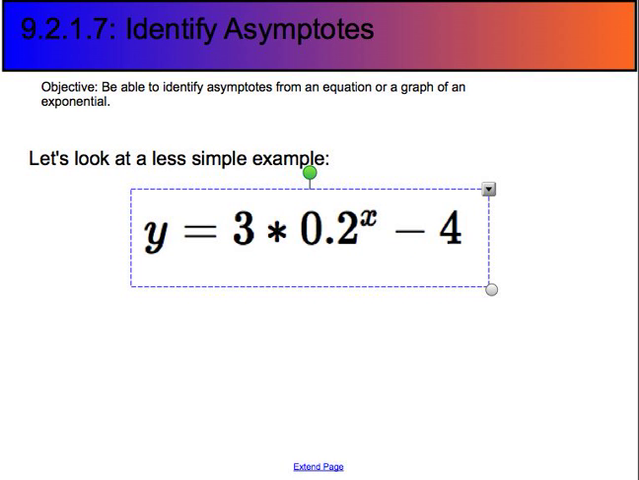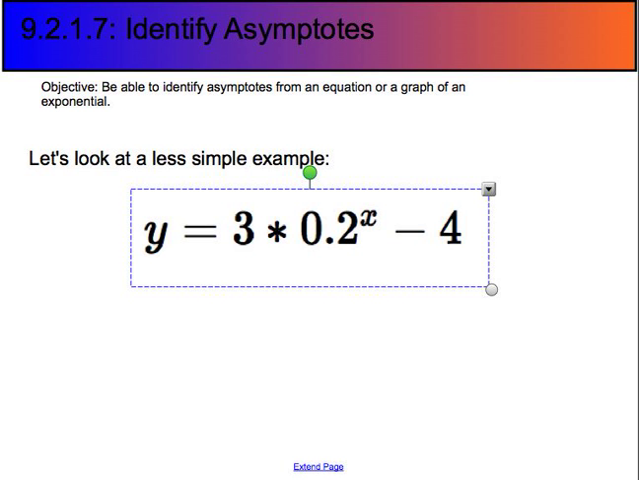Next one. This is a little bit less simple here. There's a lot more going on. So we have y equals 3 times 0.2 to the power of x minus 4, also an exponential. Now, the first part of it, the 3, that makes it increase. That's the a value. It makes it increase 3 times as fast as it normally would. The 0.2 means every time it multiplies by 0.2.